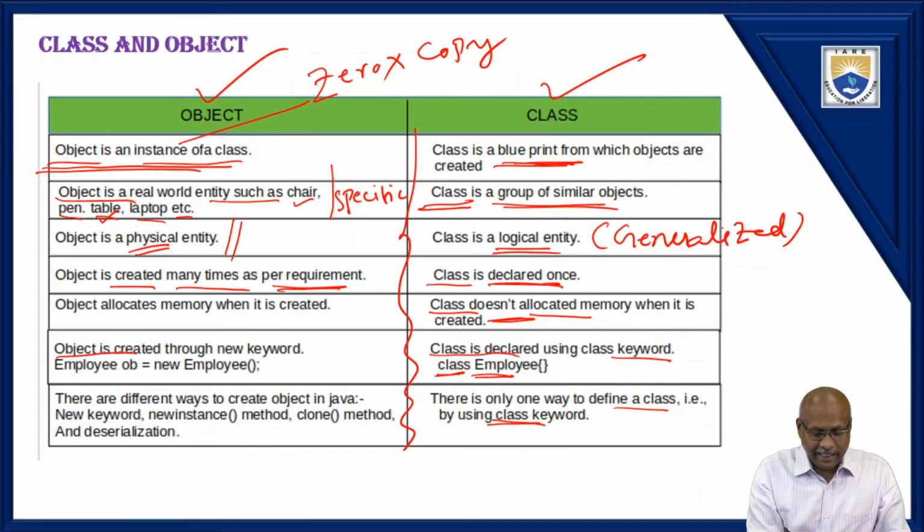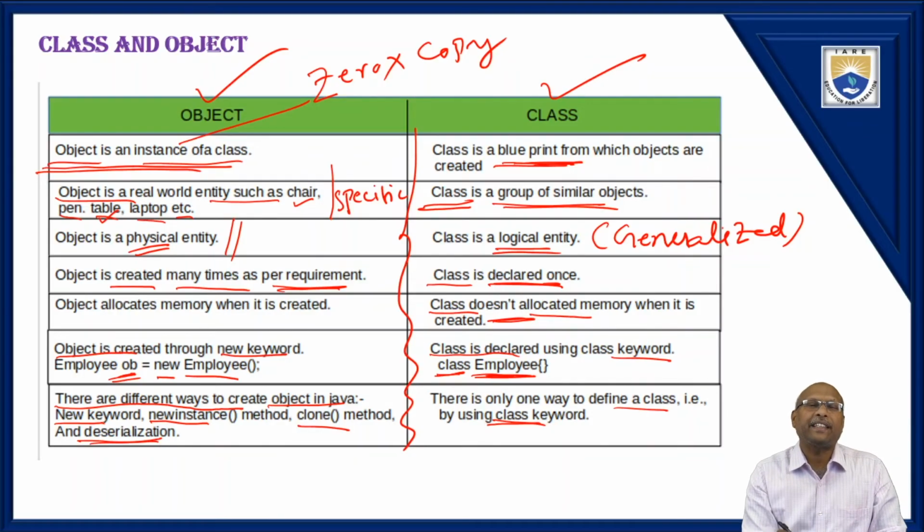An object is created through the new keyword. So you can write the syntax: Employee ob equals new Employee, because I said Employee is the class. So you can create an object of the class. Similarly, there are different ways to create an object in Java: using the new keyword, newInstance, clone, or deserialization. Java supports various ways to create objects.